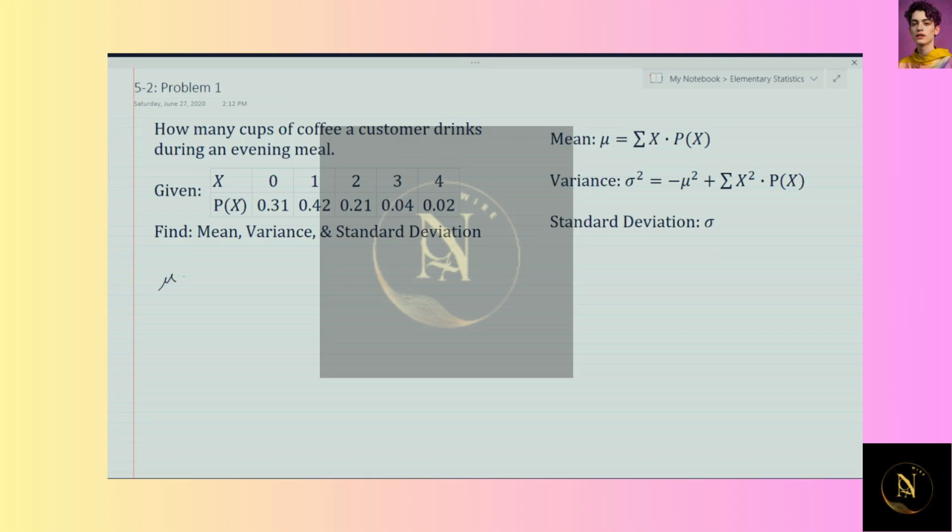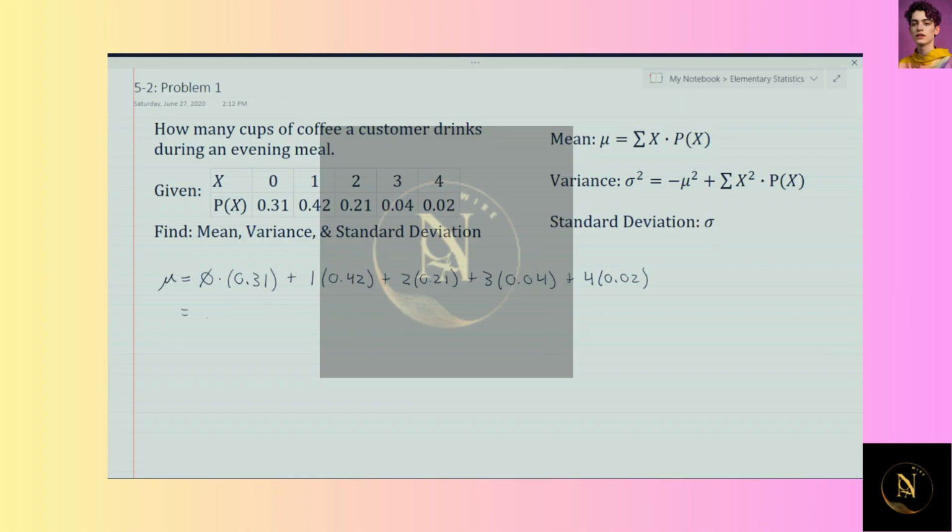So here we get that our mean, mu, is going to be equal to 0 times the probability of 0, which is 0.31. Let's add on 1 times the probability that 1 cup is drunk, so 0.42, plus 2 times 0.21, plus 3 times 0.04, plus 4 times 0.02.